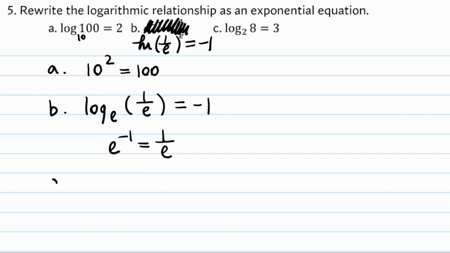And then for c, log base 2 of 8 equals 3. Okay, so the base of the log is the base of the exponential. Okay, the log is the exponent, and the argument is the result. Okay, 2 to the third equals 8. That's true. That makes sense.